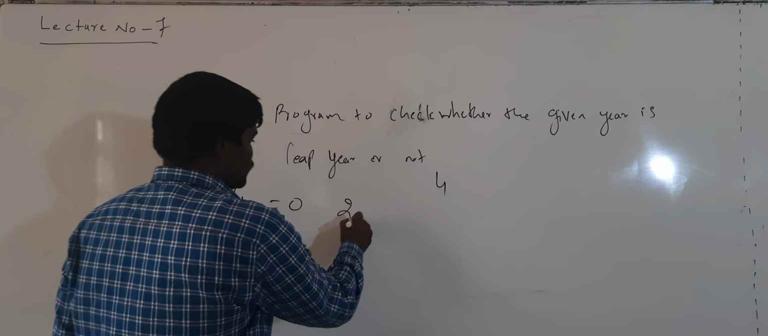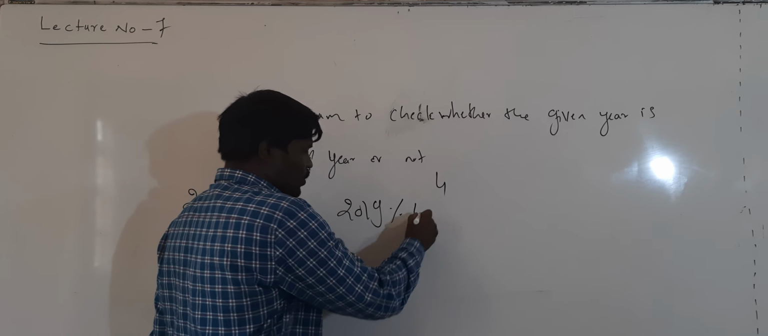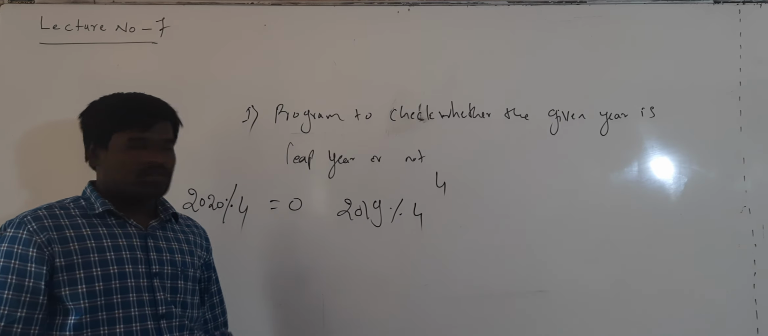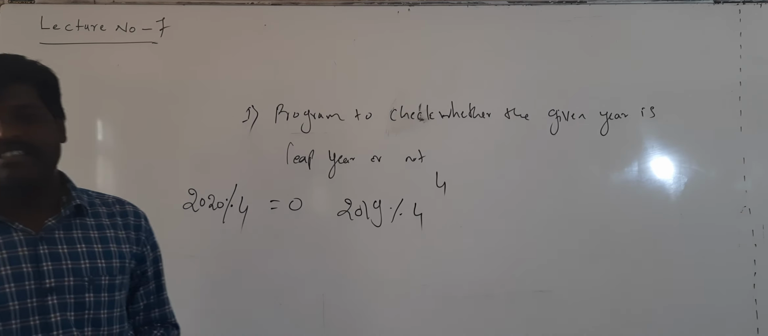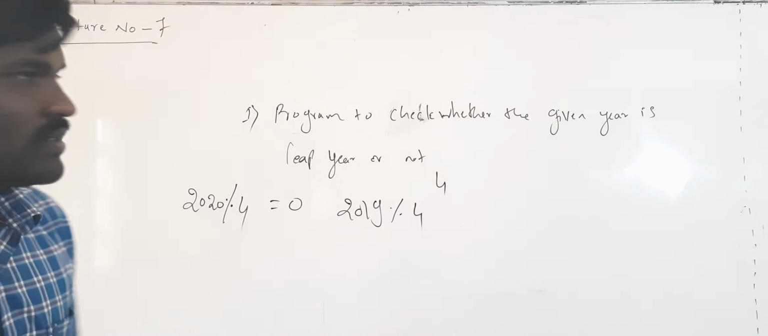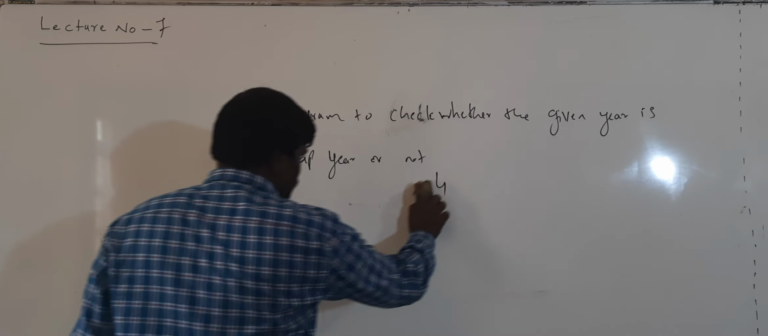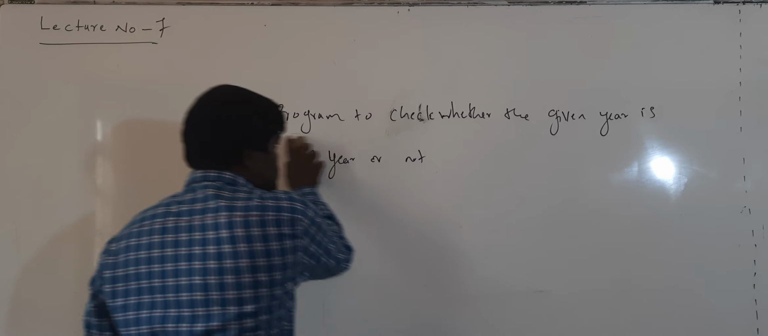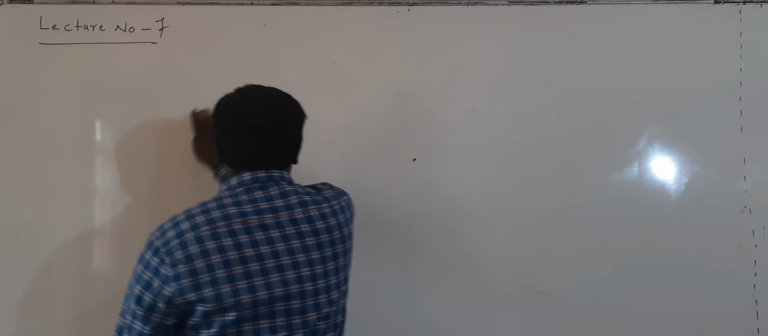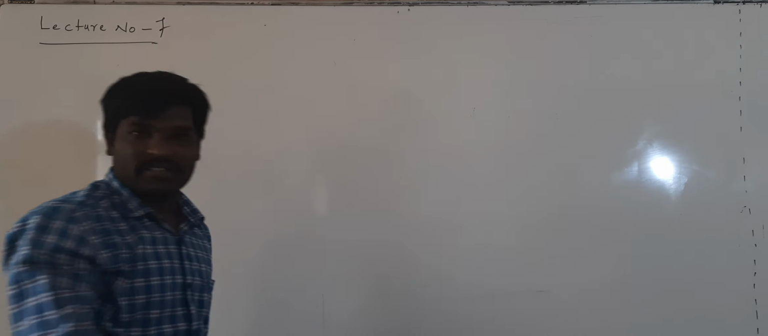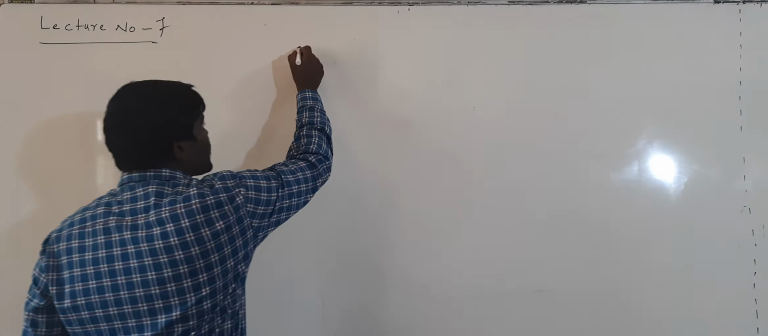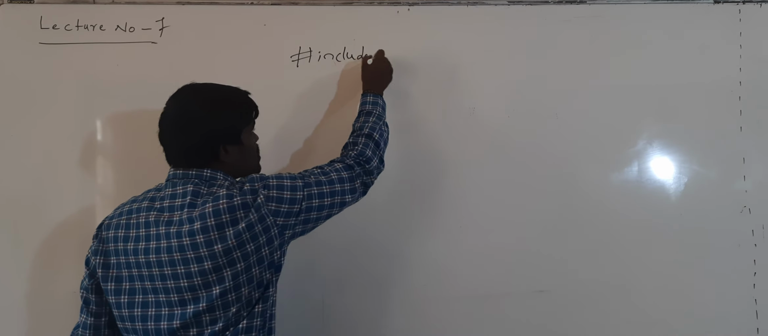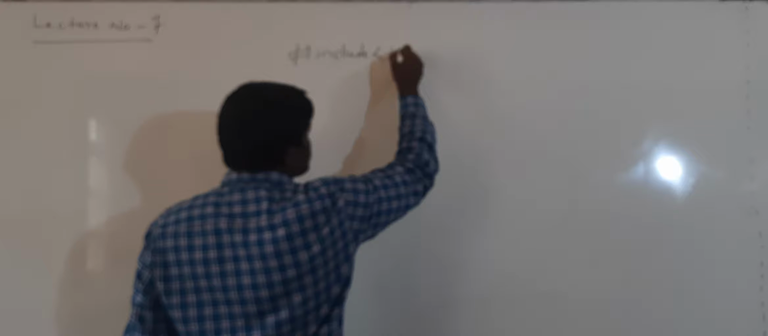Suppose if I consider 2019 mod 4, here the remainder is not 0. So that's why 2019 is not a leap year. Okay, so how to start the program? So first thing is we write the header file. Okay, so which is the header file we are using in our program? Hash include iostream.h.